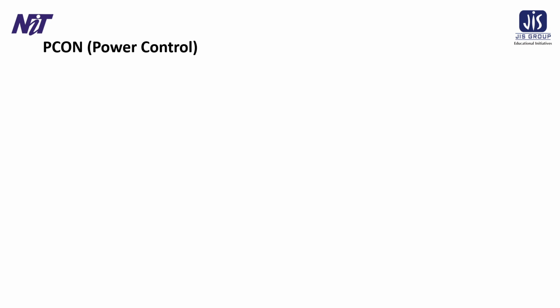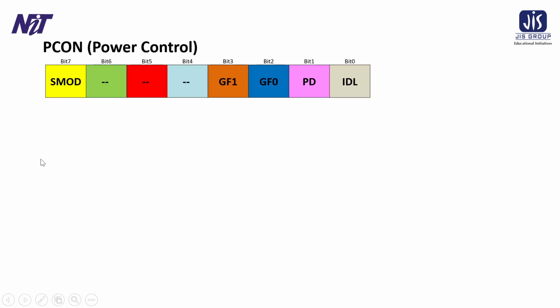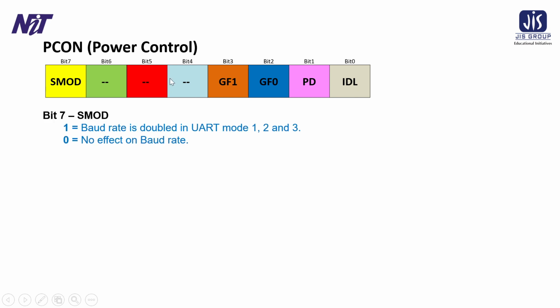Next is the PCON register, the power control register. It is also an 8-bit register. It has SMOD, GF1 and GF0 as general purpose flags, PD for power down mode, and the idle mode. I'll explain one by one. Bit 7 is SMOD. When it is 1, the baud rate is doubled in UART mode 1, mode 2 and mode 3.